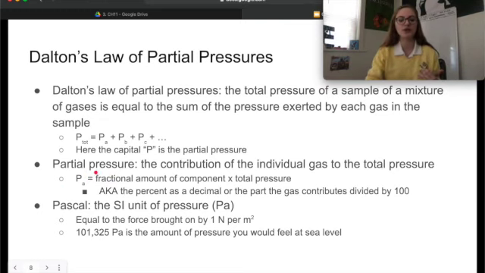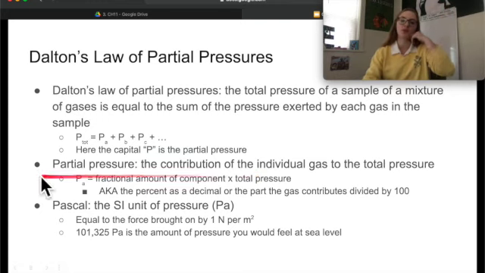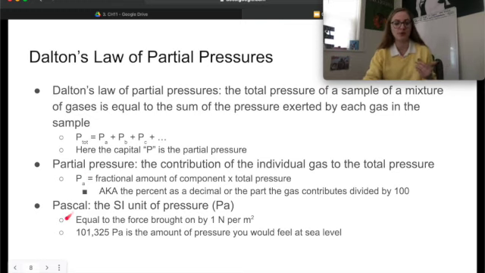So a partial pressure is the fraction of the total gas that the individual gas takes up. You're going to multiply that fraction by the total pressure to find the individual amount that gas contributes to the total pressure, which we call a partial pressure.